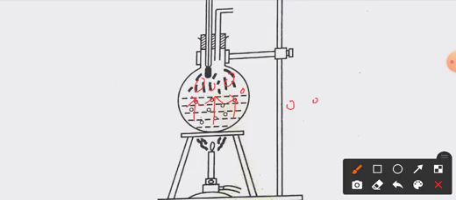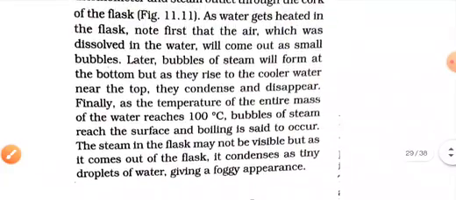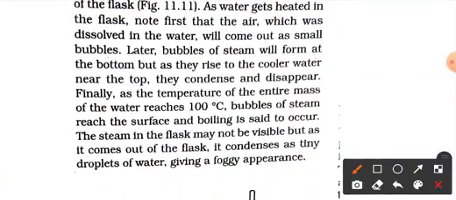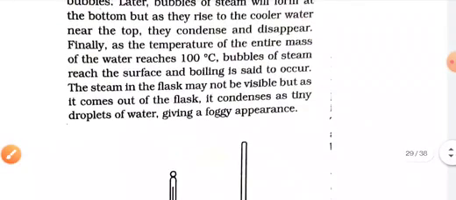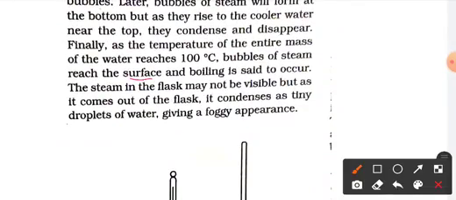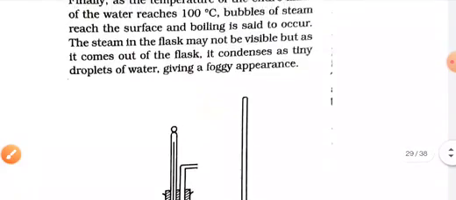Here the temperature will be less, so what will happen? They will condense again and be converted into a liquid again. So the bubbles of steam will form at the bottom, but as they rise to the cooler water near the top, they condense and disappear. Finally, when the entire mass of the water reaches 100 degrees Celsius, bubbles of steam reach the surface and boiling is said to occur. When the complete mass reaches 100 degrees Celsius, only then will the boiling start.